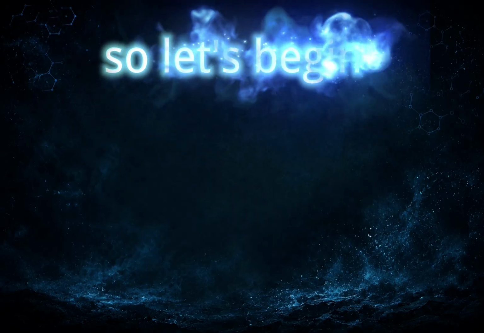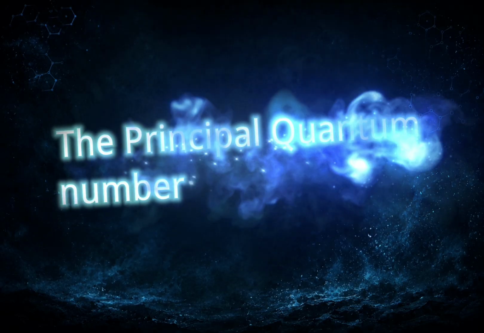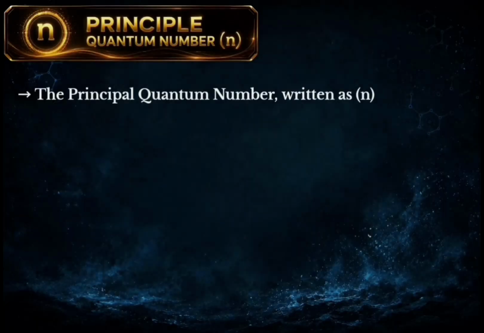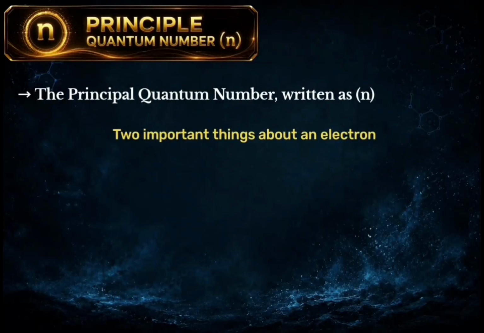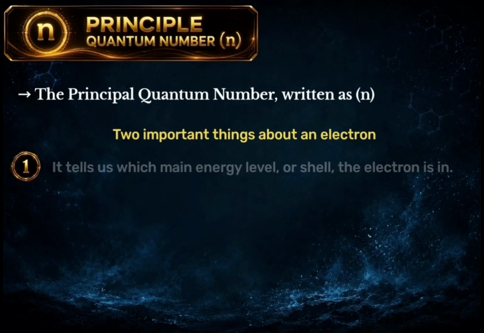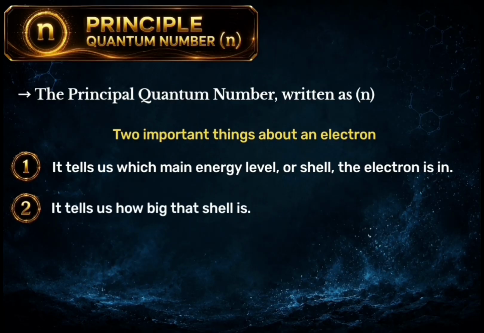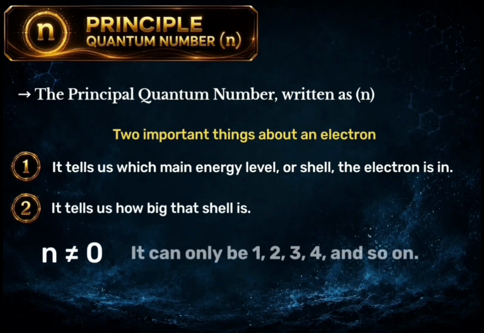So let's begin with the first quantum number, the principal quantum number. The principal quantum number, written as n, tells us 2 important things about an electron. First, it tells us which main energy level, or shell, the electron is in. Second, it tells us how big that shell is. Now here's something you need to know. The value of n can never be 0. It can only be 1, 2, 3, 4, and so on.